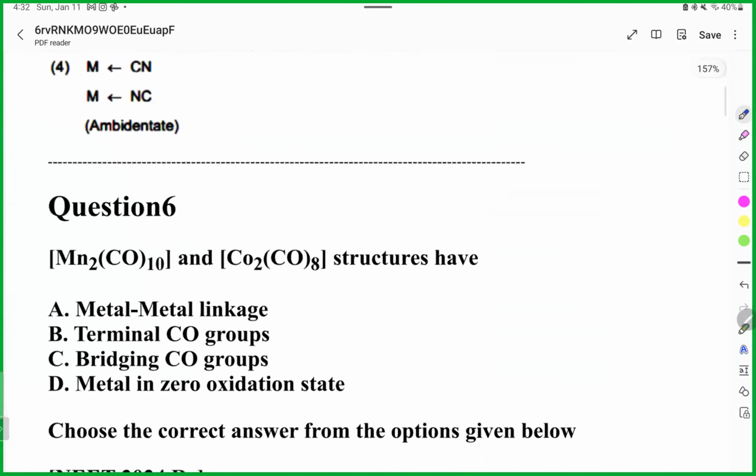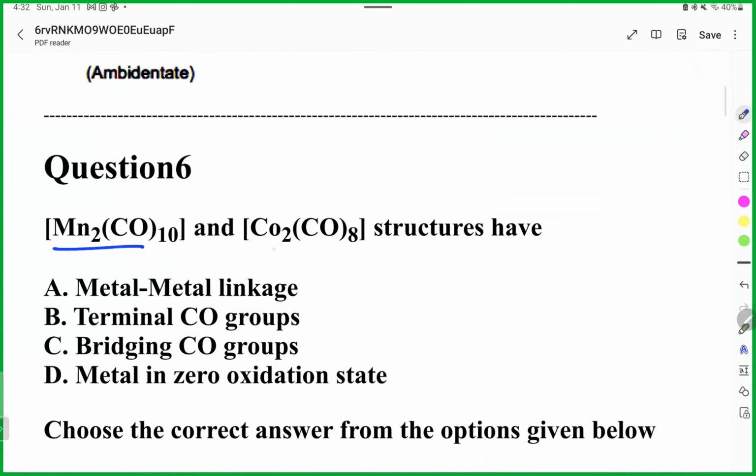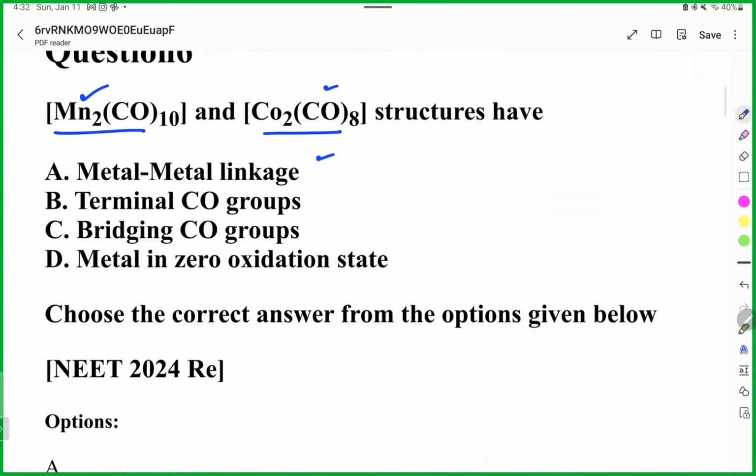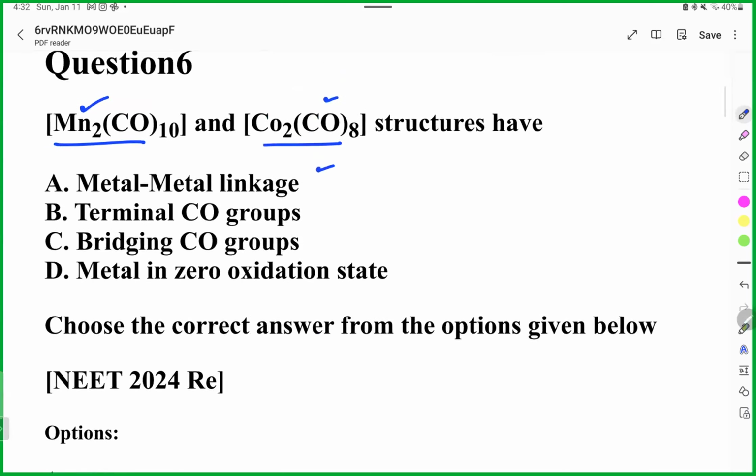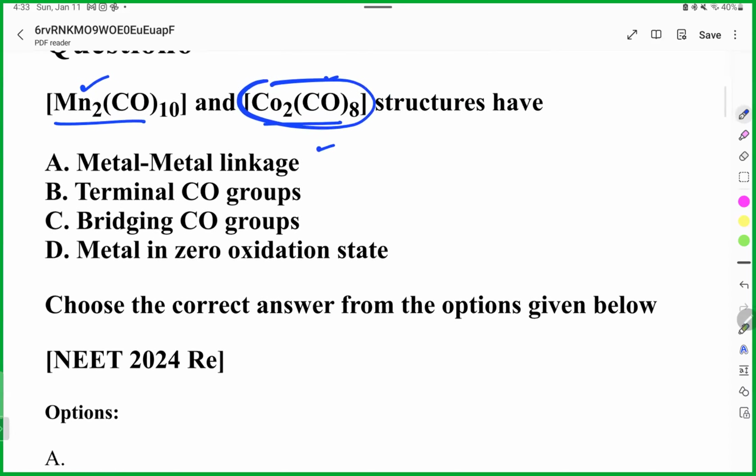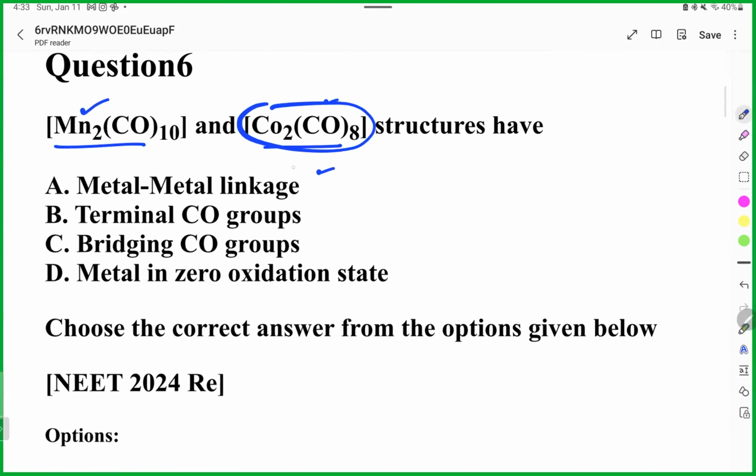See this question. In these 2 structures, metal-metal linkage is present in both. Terminal CO is present. What is the option given? Bridge carbonyl is present only in this. Correct. So choose the correct option. Both structures have metal-metal linkage. Bridge is present only in the second part. And metal with zero oxidation state, both A and D are absolutely applicable in both.